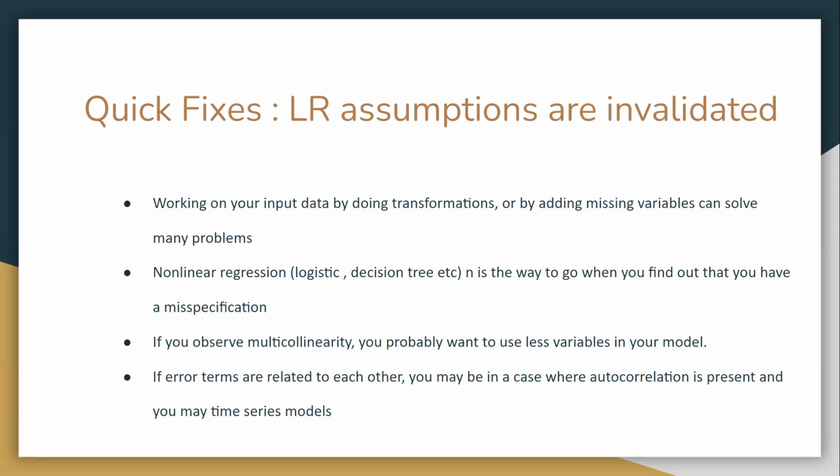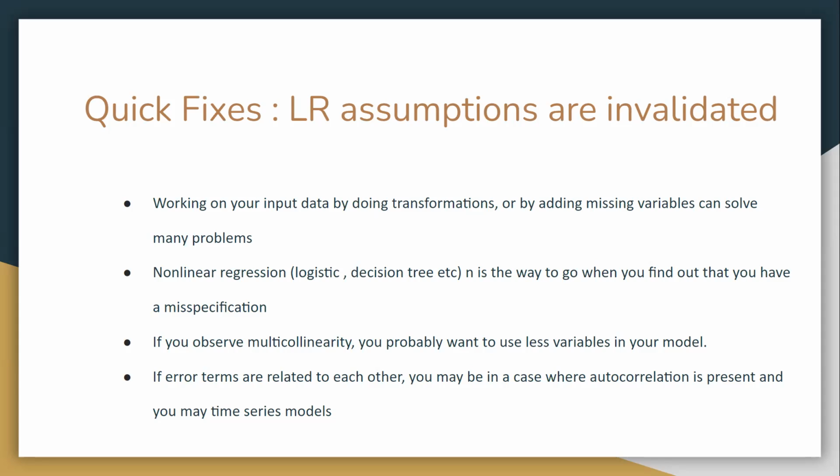Now, some of the quick fixes that you could do when you see that the linear regression assumptions have been invalidated are feature engineering and transformation of data. You could replace missing values with mean or mode, depending on whether it is continuous or categorical variables. You could also look at other regression models, like maybe a random forest, for instance, to see if you find that this particular data set is not within the boundaries of the linear regression model.